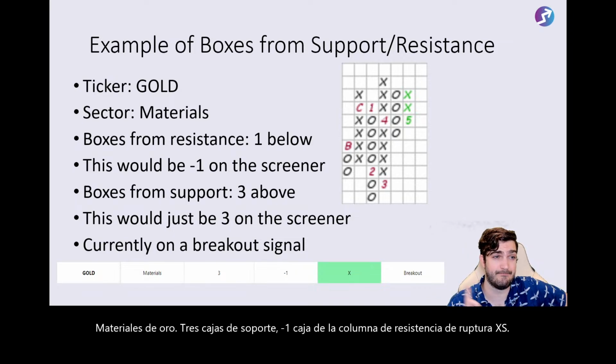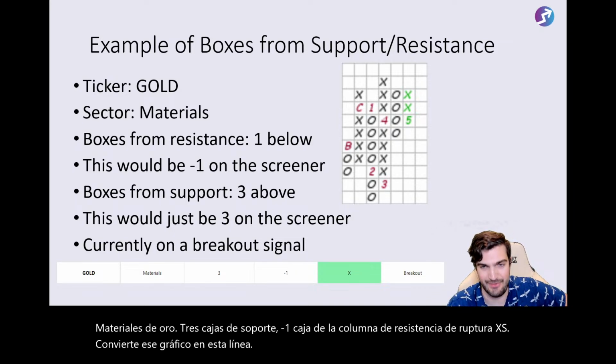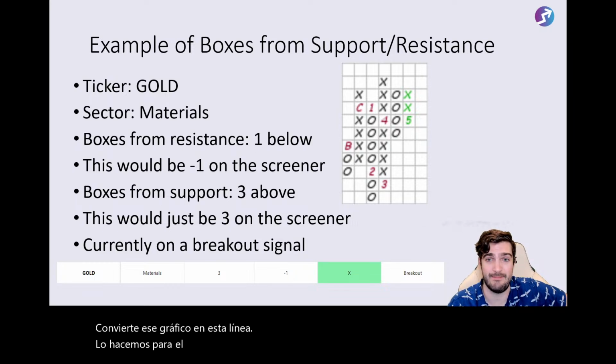Turn that chart into this line. We do that for 2,000 companies every single day.